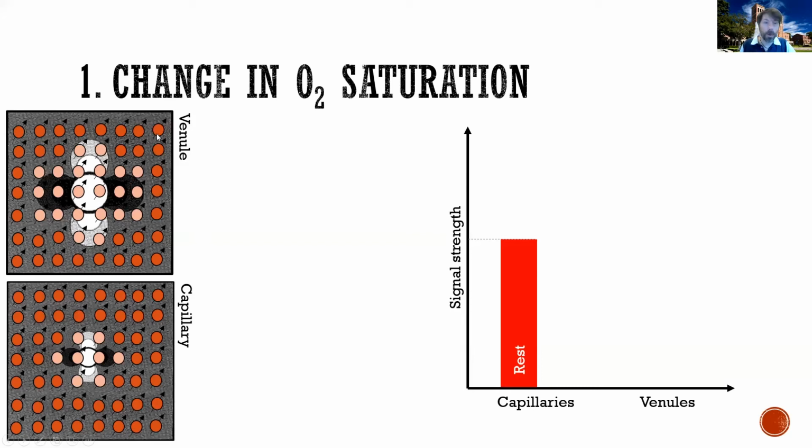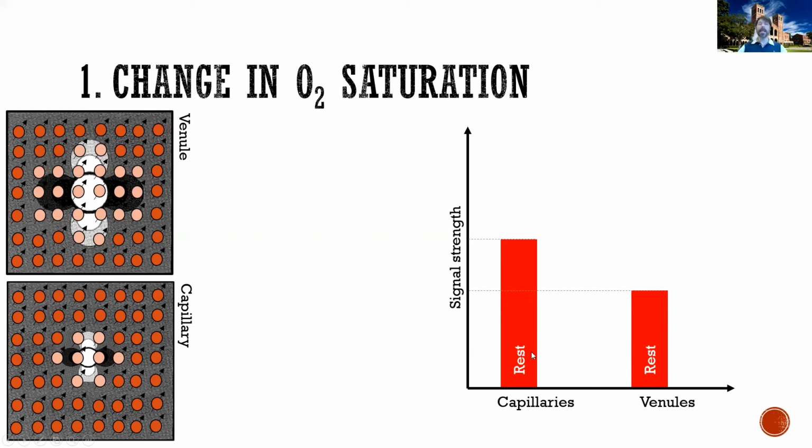Well, now there are all the orange protons going at one frequency. The lighter protons are going at different frequencies, so they're probably going to lose phase or dephase much faster. And indeed, the signal around venules at rest, so when there's no particular overt activity going on, the basal signal from venules is a little bit smaller than the one around capillaries.